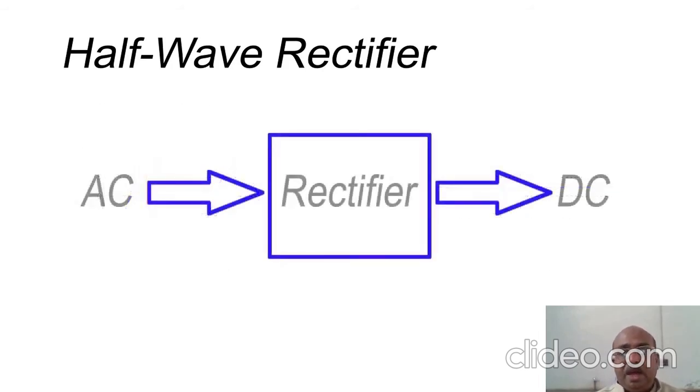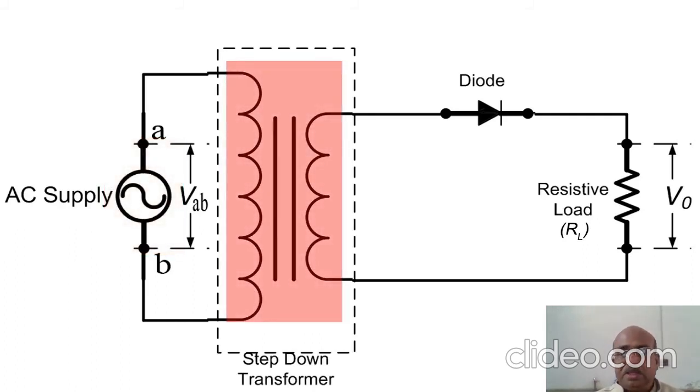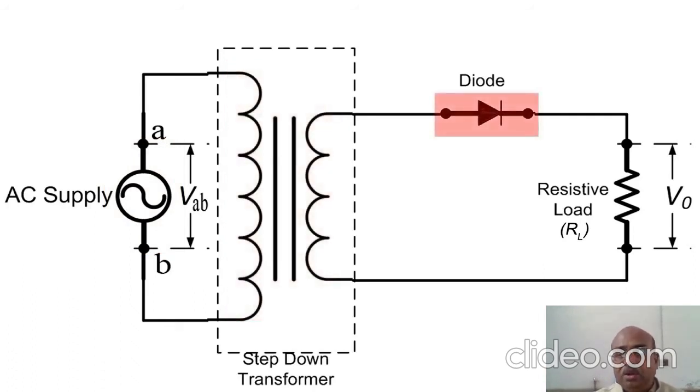For this we have this diagram showing that AC can be converted into DC with the help of a module called a rectifier. This is a circuit diagram for the rectifier, and this rectifier consists of an AC supply, a transformer which is stepped down here, a diode and a load.